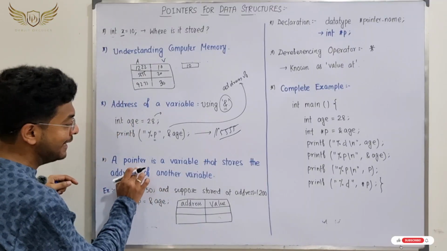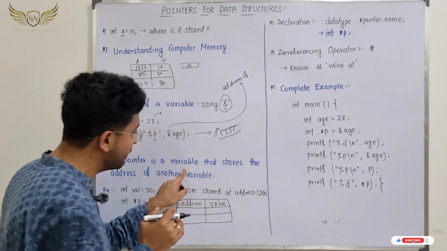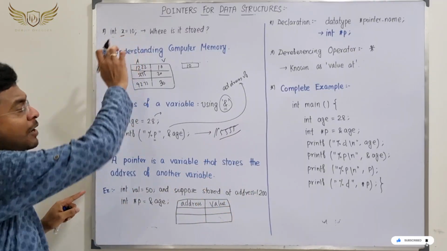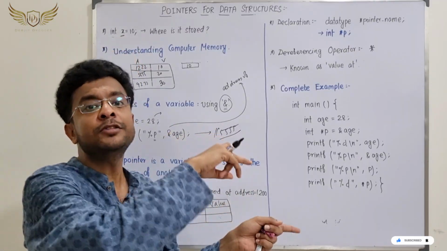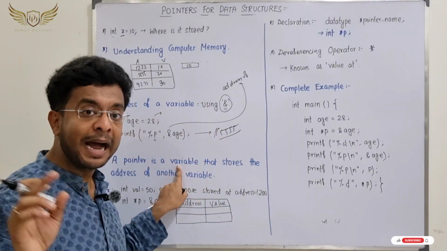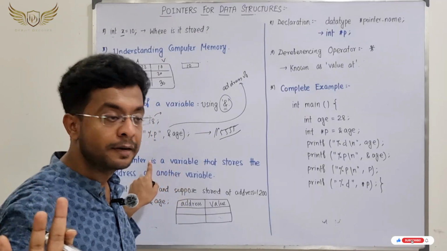But what does this pointer do? It is also a variable, but it stores the address of another variable. So it will not store the normal value. It will store the address of another variable. Are you getting my point? It is a variable, but it will be storing the address, not the value. I hope it is clear, right?